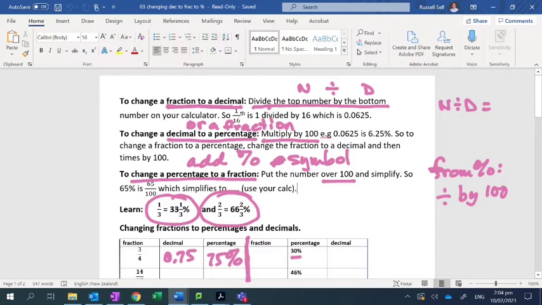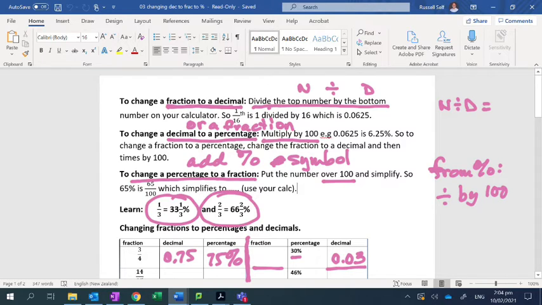Okay, here we're given a percent. We need to change it to a fraction or a decimal. To convert a percent, we always simply divide by what? 100. So do 30 divided by 100, and what does that give you as a decimal, guys? 0.03, right? Now, if you can read that decimal, you can change it to a fraction.